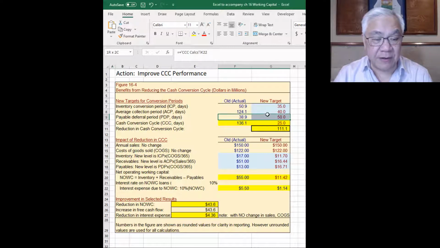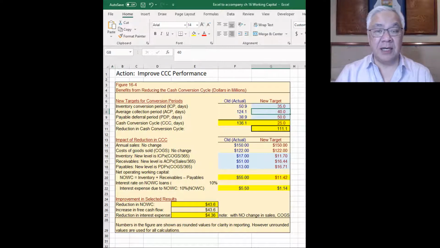Let's see what happens if we're able to accomplish those new targets. Notably, this particular item is very large in the receivables area, but let's do all of them together. First, we'll look at sales. We'll assume no change because we're going to look at just balance sheet management, not improving our profitability. Cost of goods sold, again, we're not changing our profitability. We're focusing on our balance sheet items. So here's where the action is.